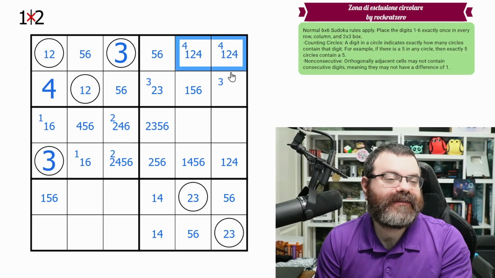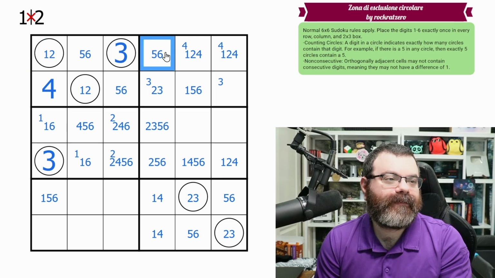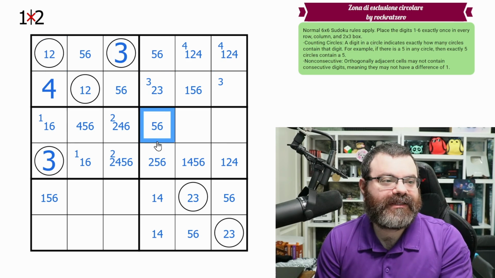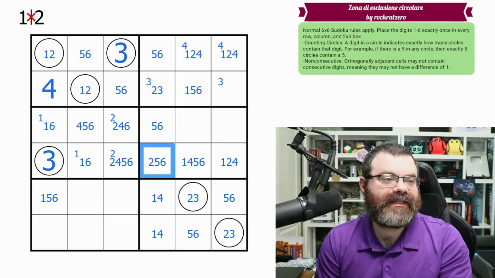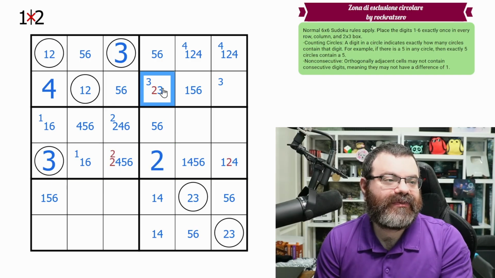So these can't be 6 because of the 5, 6 pair. We're left with 1, 2, 4 here. And then 2, 3 eliminates 2, 3 from the cell next to it. And so this 5, 6 now makes this have to be 2. So that's 2 and that's 3.